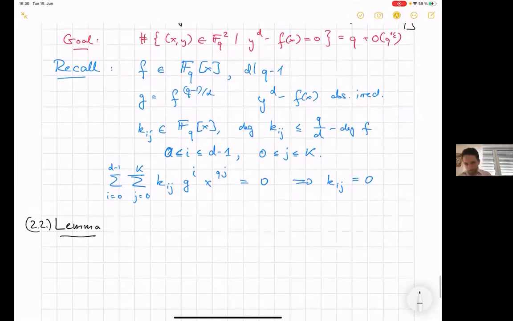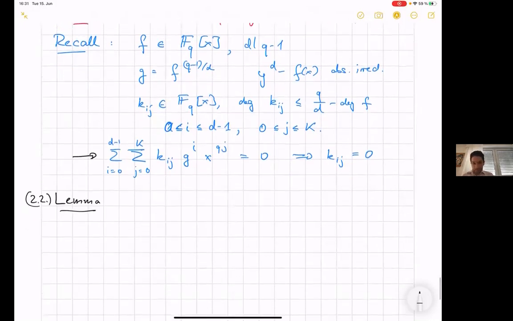Okay, thank you. So we continue where we ended last time. Recall that we are aiming at an accurate bound for the number of solutions of an equation in two variables over F_q. That's the red goal. As an auxiliary result, last time we proved this vanishing or non-vanishing result: if you have a polynomial expression of this shape and it equals 0, where you have some control on degrees of the k_ij's, then all k_ij's must already be 0.